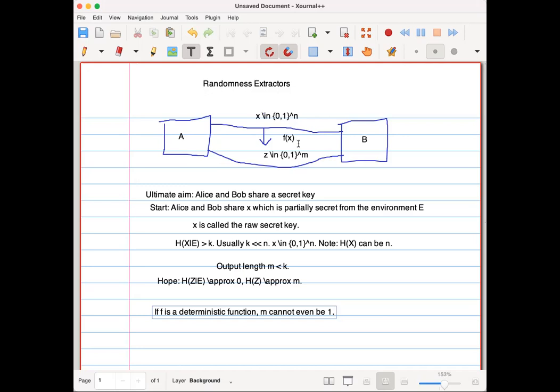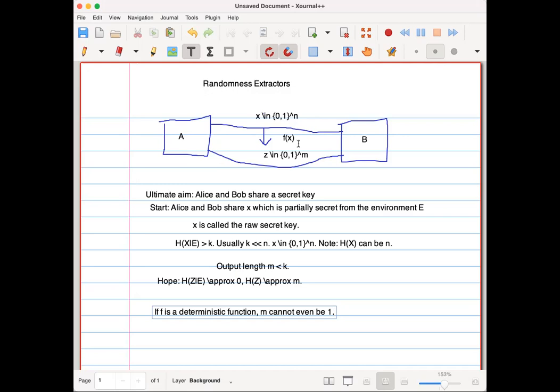Look at those x's which are mapped by f to the output 0, and take the uniform distribution over that. The fraction of these x's is greater than half. If I take the uniform distribution, the entropy will be larger than n minus 1. And I've assumed that the environment knows nothing about the distribution of x. So I've met both conditions: h of x given E is 0 and h of x is larger than n minus 1. But what will f output on this? Always 0. So if f is deterministic, there will be distributions of the raw secret key for which the output of f will be a constant.